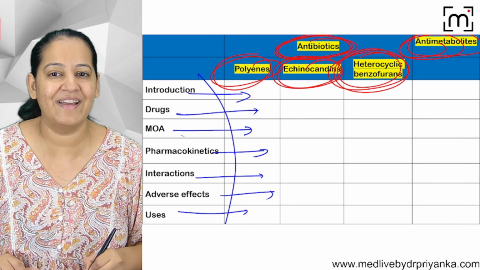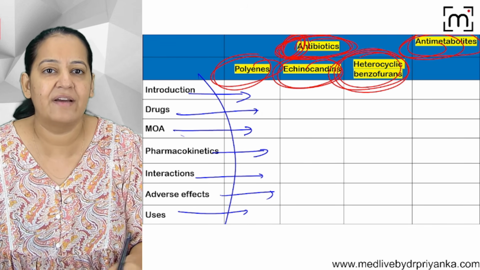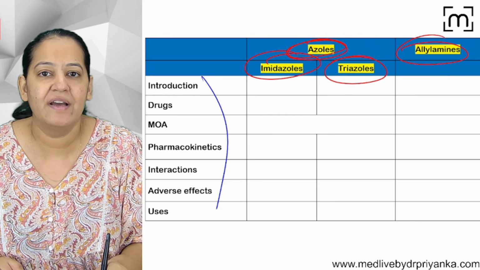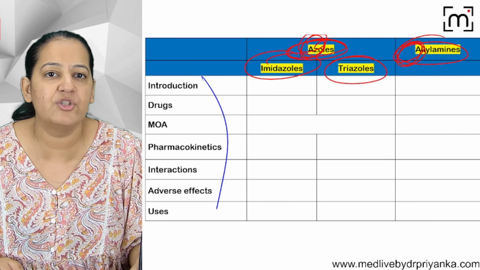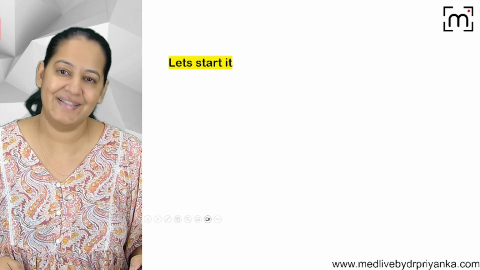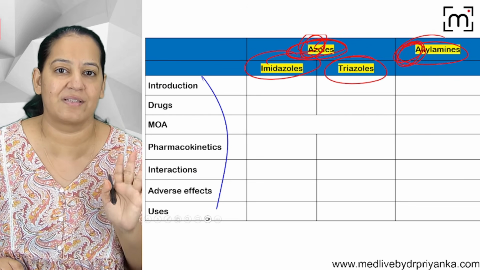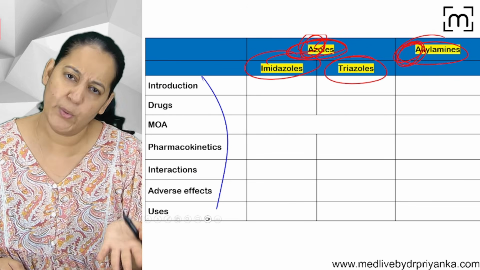So you know my 4 categories, the 4A. I will teach you all 4A. I will teach you antibiotic. I will teach you antimetabolite. I will teach you azole. And I will teach you allylamine. Okay. Got it? So let's start. If you count, we are having 6 or 7 drugs to discuss. Quickly, we will do that.